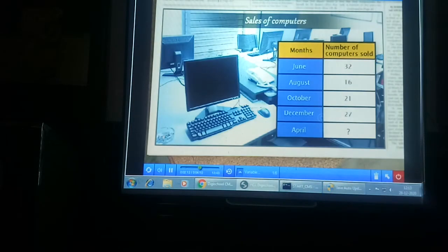Let's take another example. Here we see the sales of computers of company A. Sales are given for the months of June, August, October and December. Can we predict the sales for the month of April? As you can see, the sales vary and it is difficult to guess the number of computers sold by company A in any given month. Therefore, we can say that the number of computers sold by company A in April could be represented by a variable such as D.